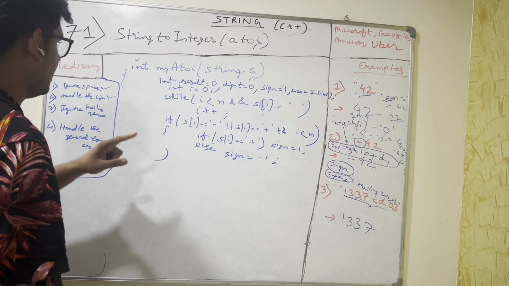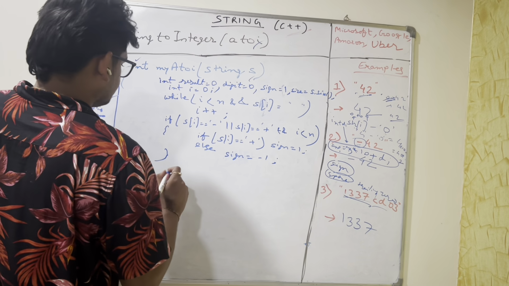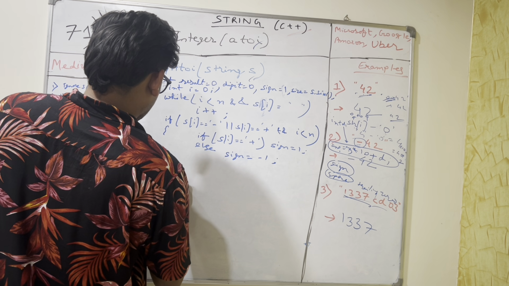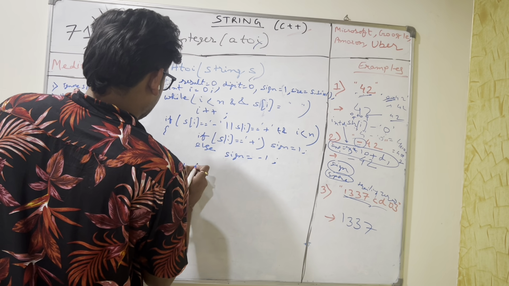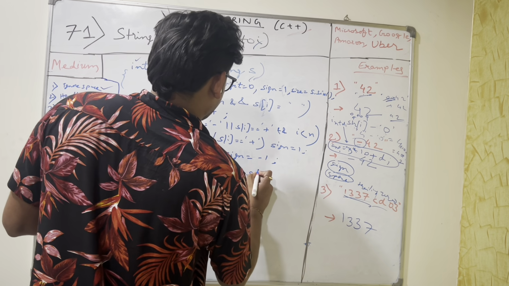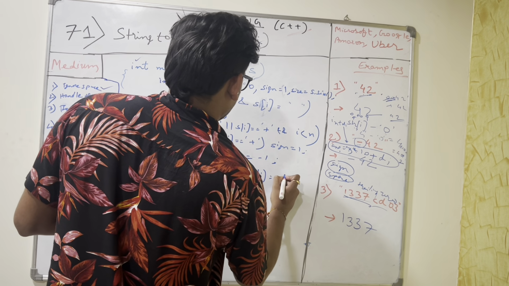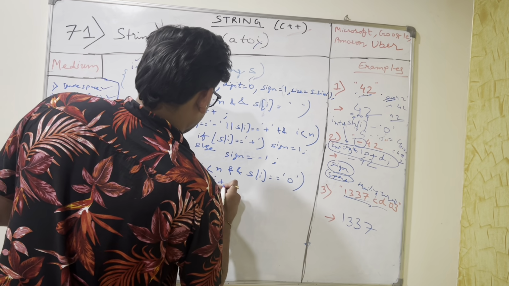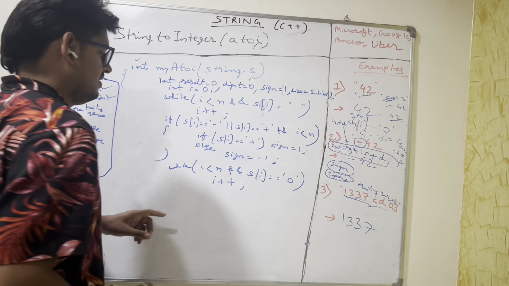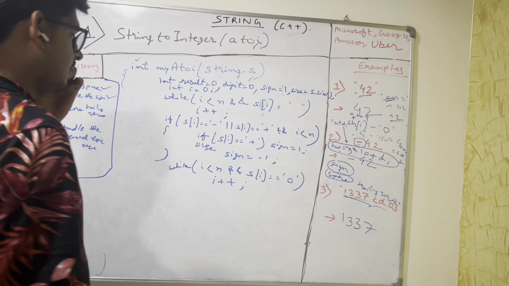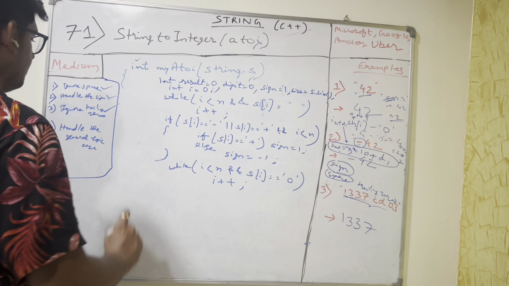Now we'll ignore the trailing 0. So the third case would be while i less than n and s[i] equal to 0, then keep on doing i++, because we don't want 0 in the beginning. Right? We ignore this trailing 0. Now we will handle the general case.